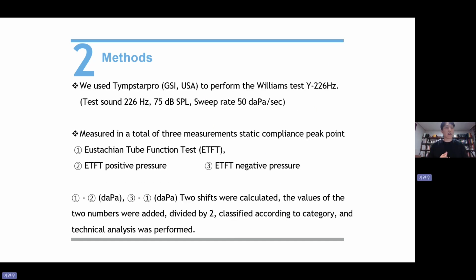Sorry. Next, we use the TIMPA Pro to perform the Williams test. The test sound is 226 Hertz and 75 dB SPL, and the shift rate is 50 Pascal per second. Measured in a total of three measurements, the static compliance peak point. The ET function test is number one. The ET function test with positive pressure is number two. The ET function test with negative pressure is number three. Then two shifts were calculated, the values of the two were added and divided by two, classified according to category, and chronological analysis was performed.